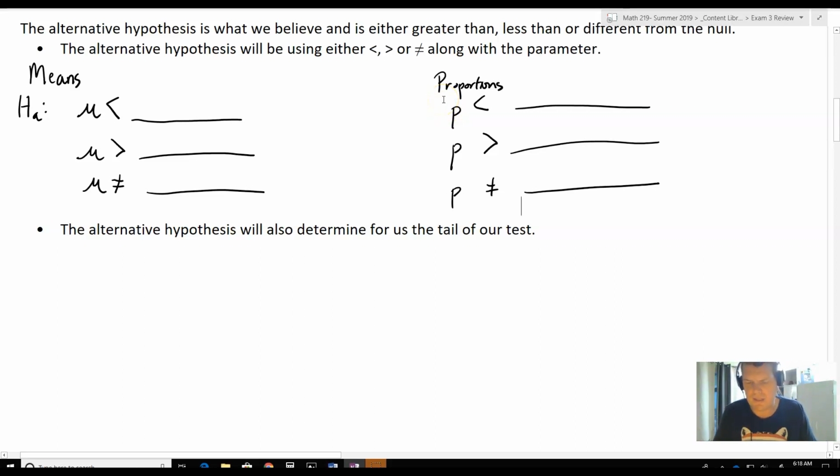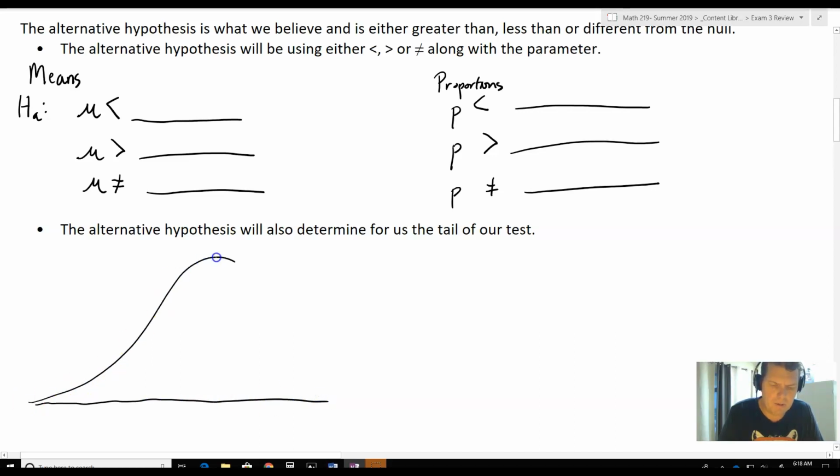Okay? Now, depending upon which one of these that we have for alternative, it's going to determine the tails of our test. And so it's going to end up becoming really important. It means where is our critical region? And we'll talk about critical region in just a moment. So if we have, for the sake of discussion, mu less than, then our tail is on the left-hand side. So that's a left-tailed test.